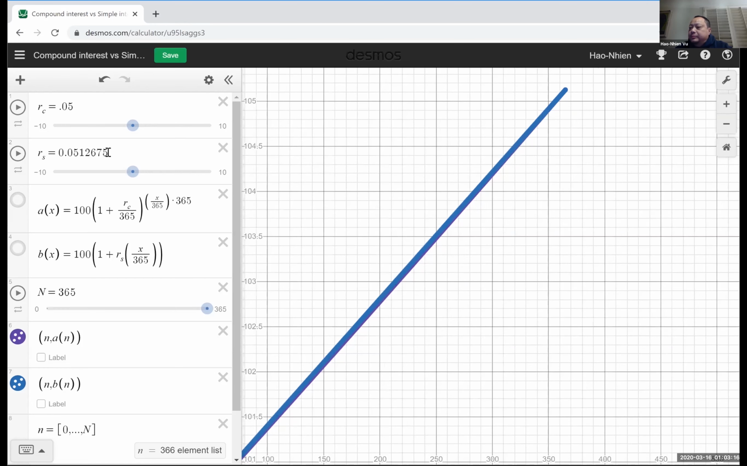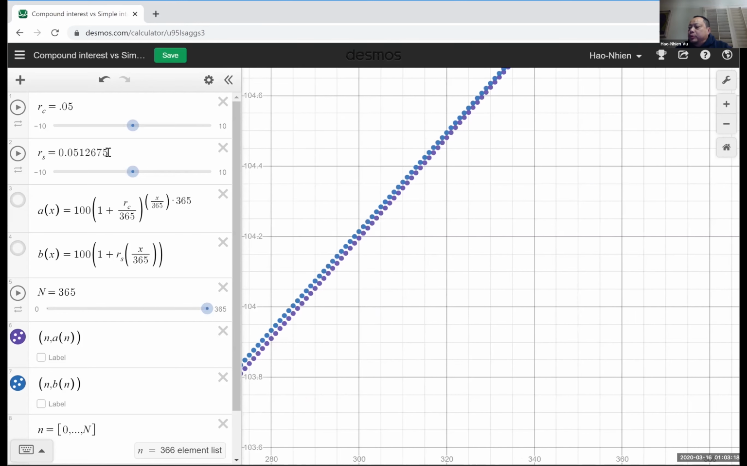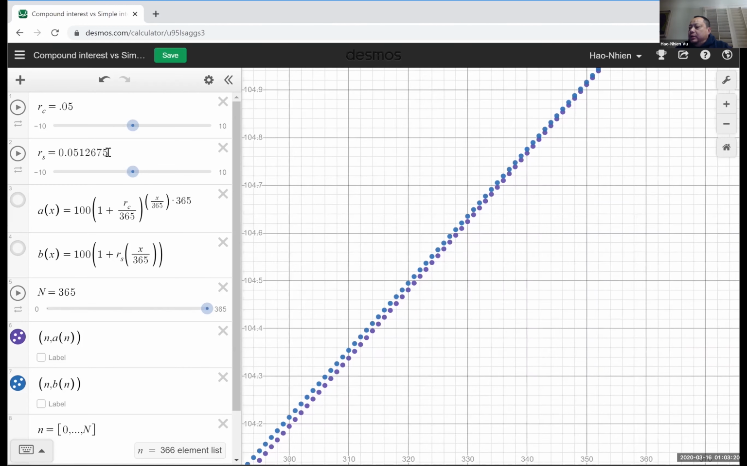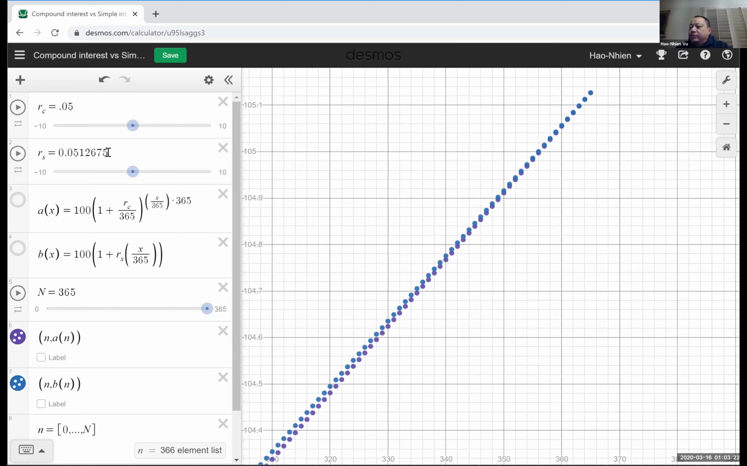Okay. So the purple interest is growing fast, okay, at 5%. So the blue simple interest has to be more than 5% in order to catch up by the end of the year, right? So that's the idea, that whatever simple interest gets you to catch up by the end of the year, that's called the APY, right? So that's the conceptual answer.